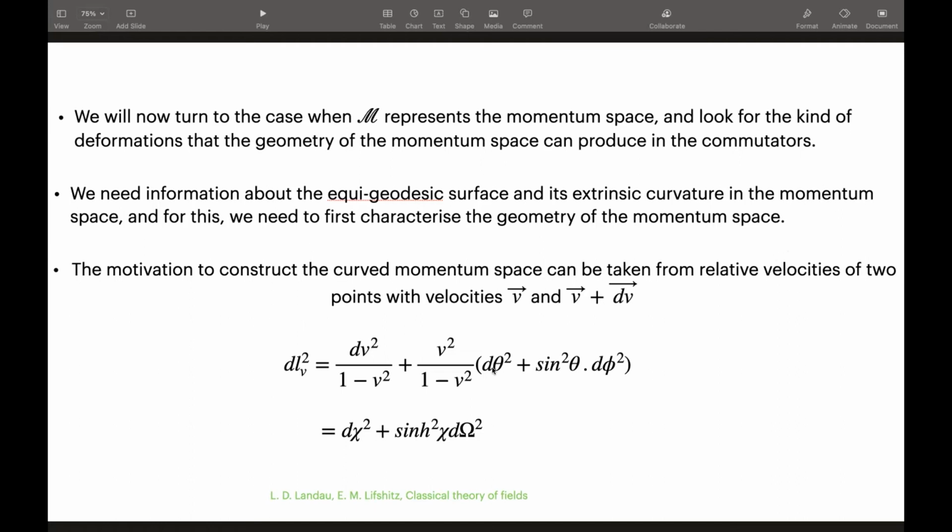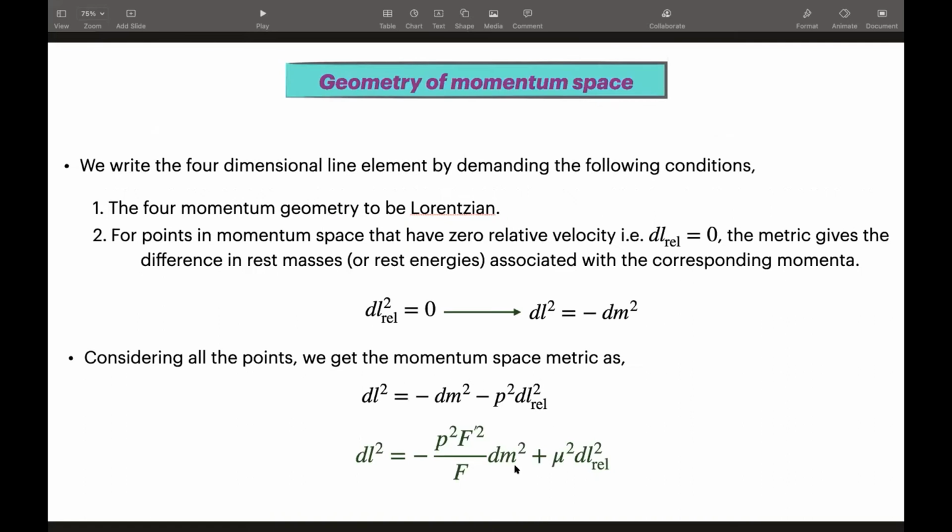So we are going to construct the momentum space geometry by taking motivation from the Lobachevsky space, that is, the relative velocity space between two particles, in the following way. Here chi is a rapidity, and so we can write the relative velocity space in this fashion. So we are going to construct a geometry of momentum space. We need to consider the following two points. The first is that the four-momentum geometry should be Lorentzian, and the second is that four points in the momentum space have zero relative velocity.